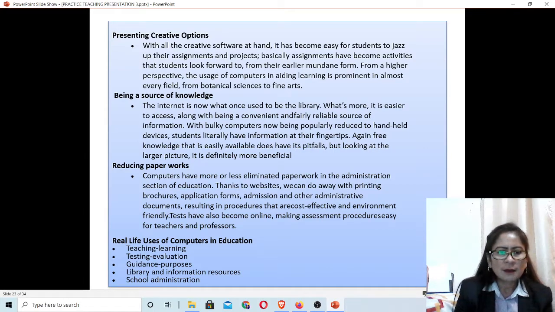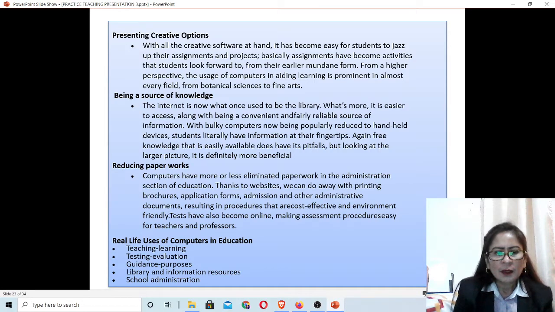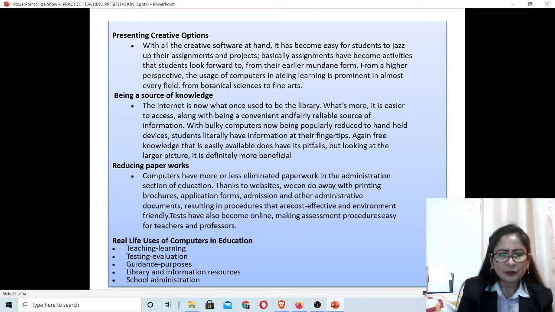Reducing paperwork. Computers have more or less eliminated paperwork in the administration section of education. Thanks to websites, we can do away with printing brochures, application forms, admissions, and other administrative documents, resulting in procedures that are cost-effective and environment-friendly. Tests have also become online, making assessment easy for teachers and professors.